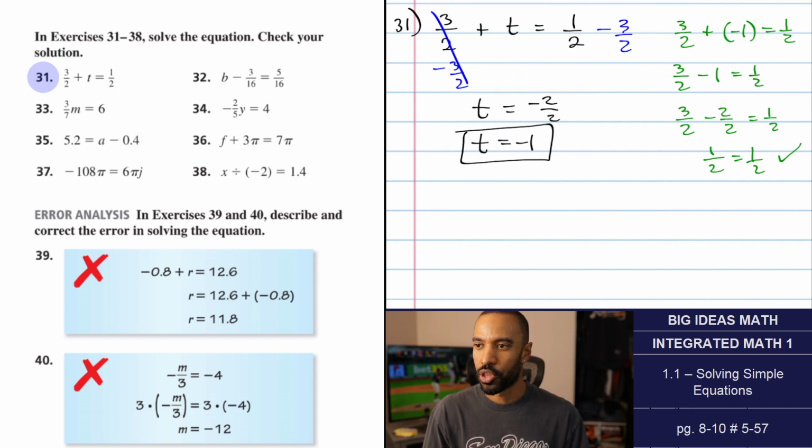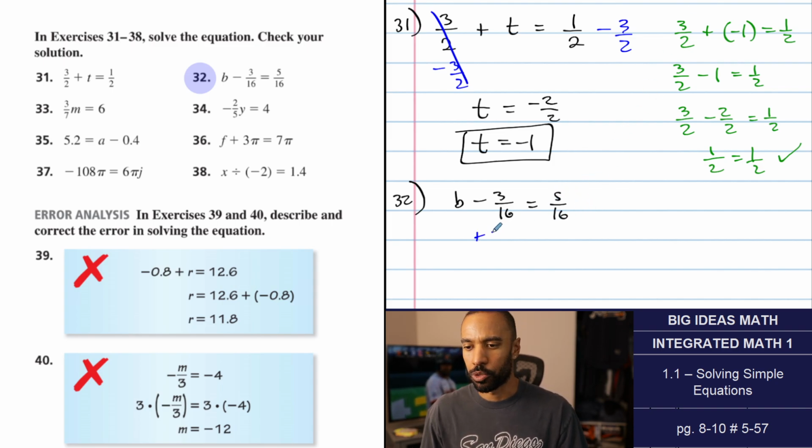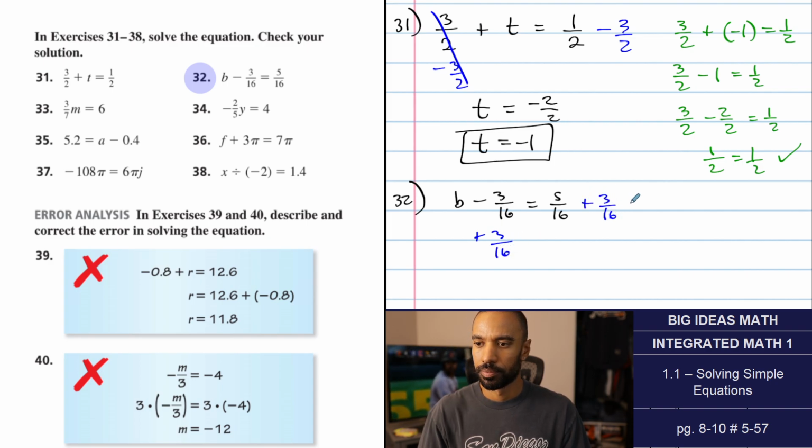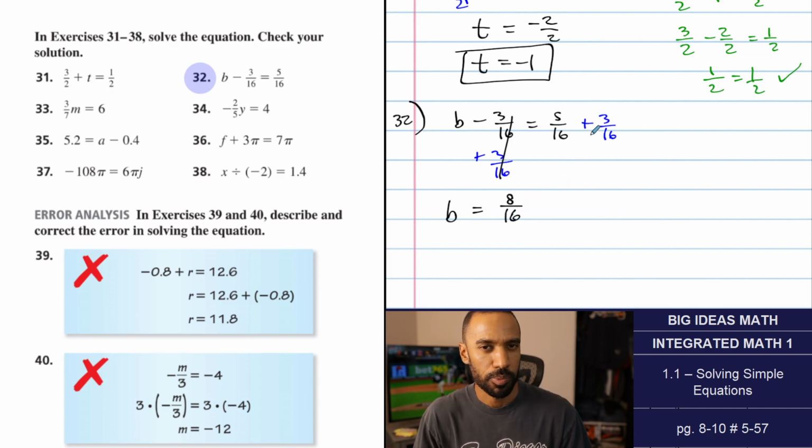Let's go to number 32. B minus 3/16 equals 5/16. Why did I do a fraction sign there? B minus 3/16 equals 5/16. If I were to add 3/16 to both sides, we'd have a common denominator. And there we'll get 8 over 16. And 8 over 16, you might go straight for the decimal, 0.5.